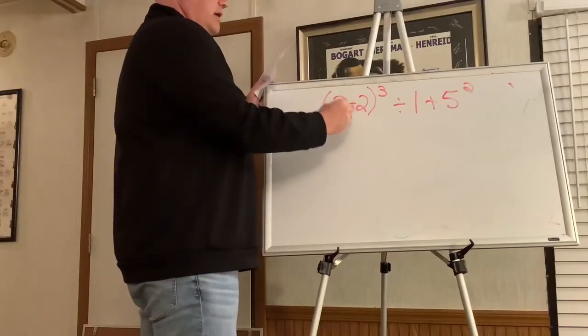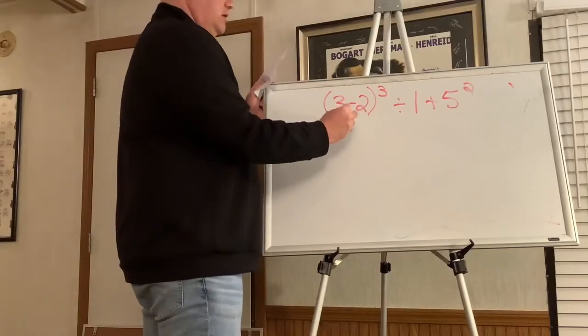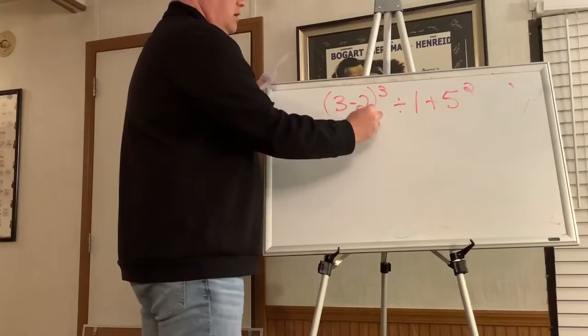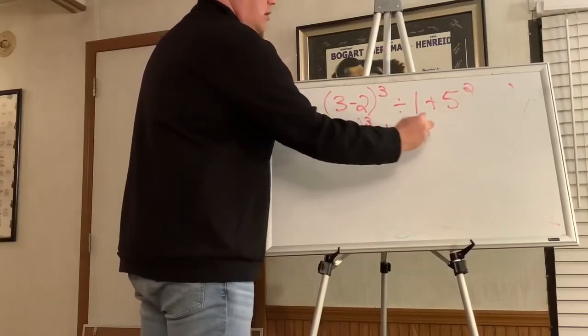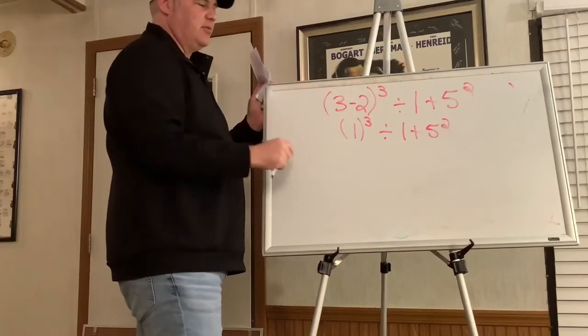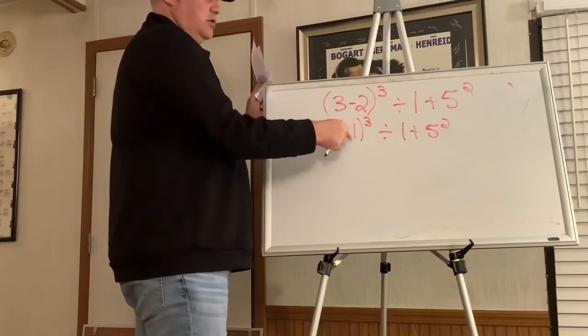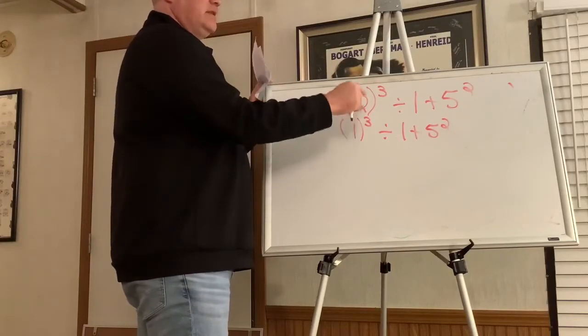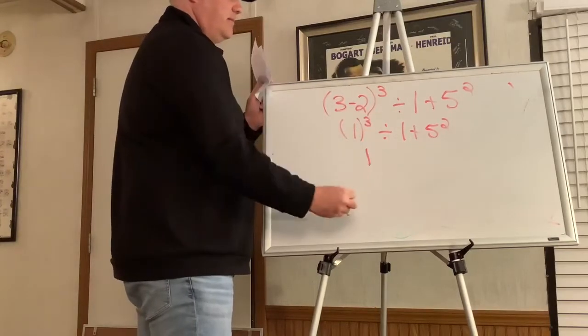Okay, so you've got to work inside the parentheses first. Okay, that was the difference in the last one. The exponent was inside the parentheses. This one's not. So you do the parentheses first. 1 times 1 times 1 is still 1.